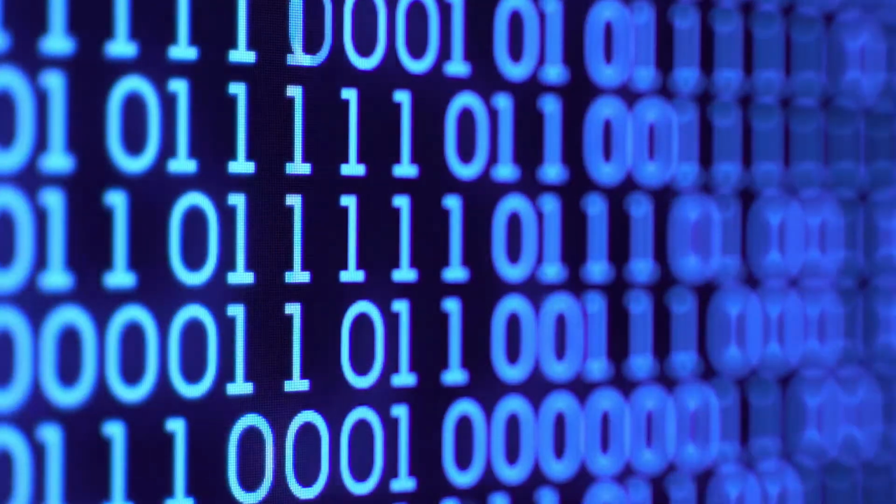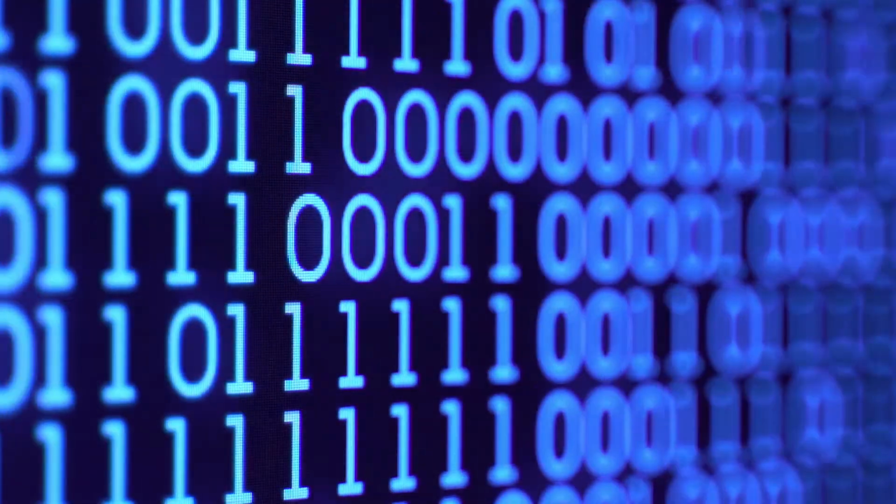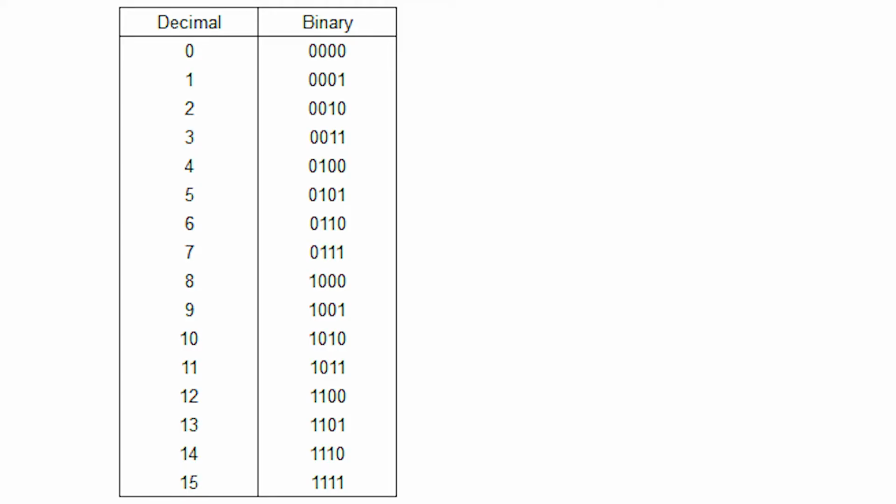I also think this is a good time to talk about binary, which is a system of counting that only uses the numbers 0 and 1. So, for example, if we counted in binary, instead of 1, 2, 3, 4, etc., it would sound something like 0, 1, 10, 11, 100, 101, 110, etc.